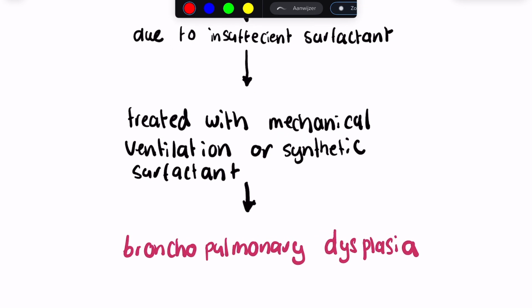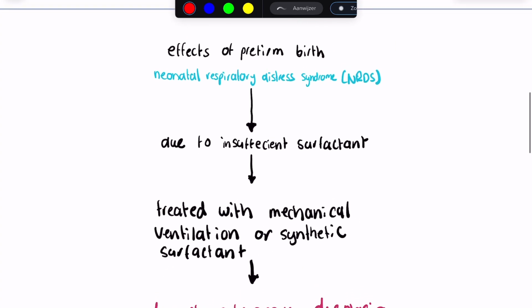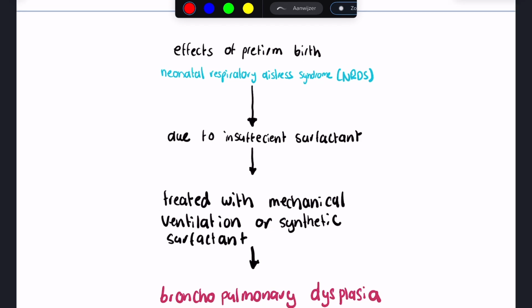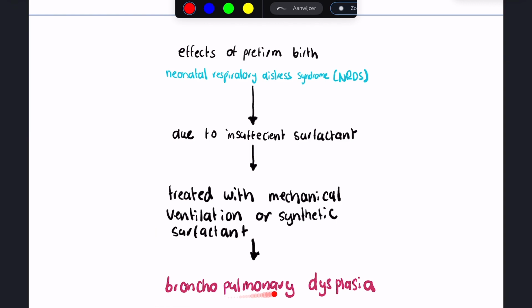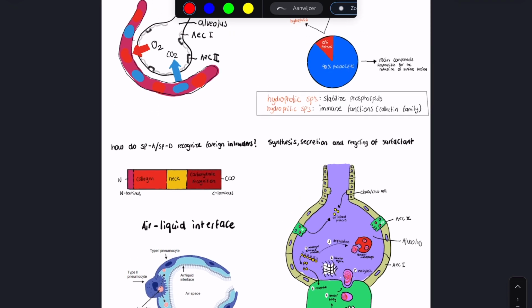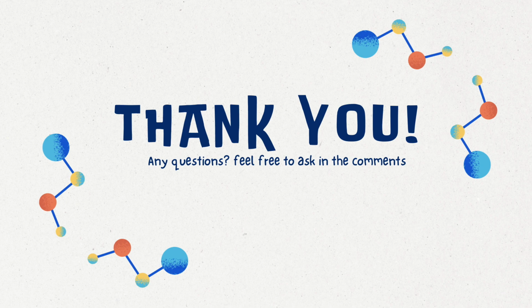It is oftentimes a mixture of the mechanical ventilation together with the neonatal respiratory distress syndrome, which makes it very important for children to be born at term and not preterm, because preterm birth brings a large number of complications with it. Well, this is essentially everything you need to know about the surfactant, how it is produced, what it does, and also the effects that an insufficient amount of surfactant can have.